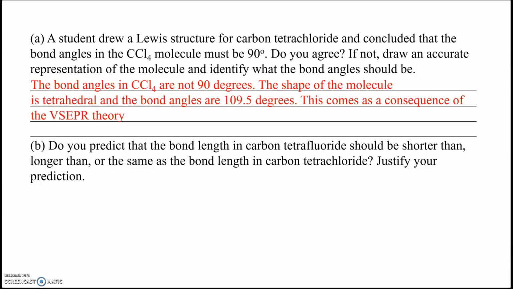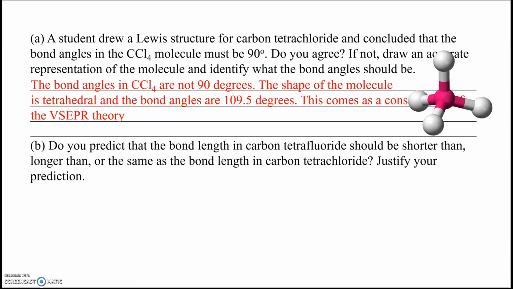Well, actually, the bond angles in carbon tetrachloride are not 90 degrees. The shape of the molecule is tetrahedral, and the bond angles are 109.5 degrees. And this comes as a consequence of the VSEPR theory. We can take a little look at this picture, and we can see that, in fact, the angles are not 90. And the reason that they are 109.5 I'll get to in just a few minutes.